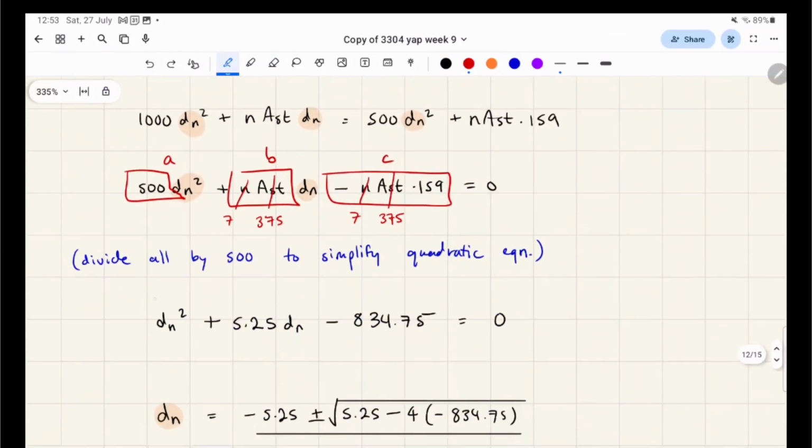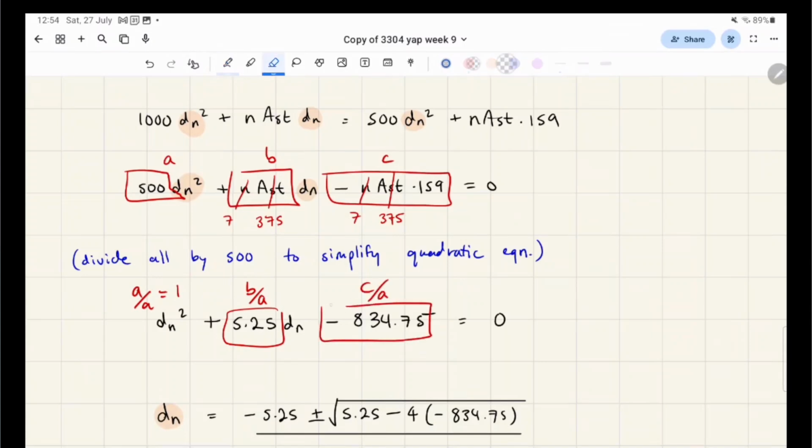So now this is 1, right? So A divided by A is 1. B divided by A is that. And C divided by A is this, right? Because we're allowed to do this because the right-hand side is 0. So we're keeping it mathematically the same, right?